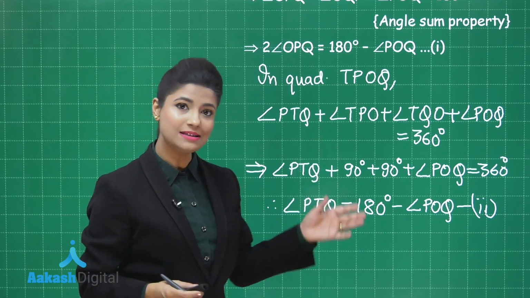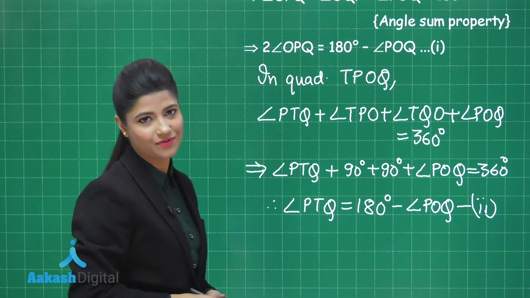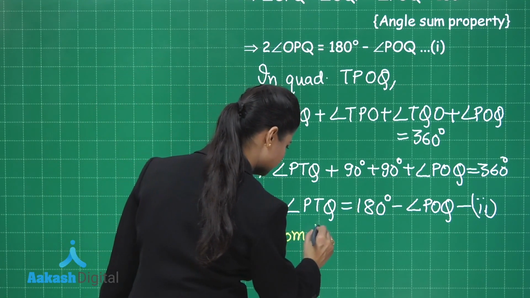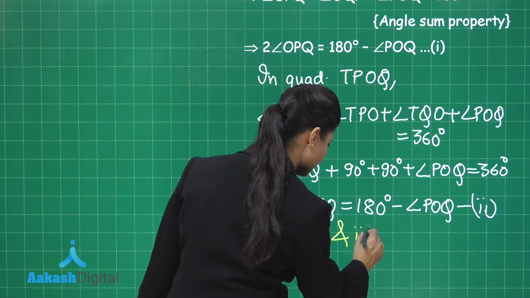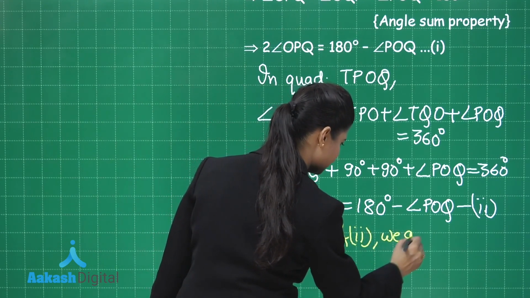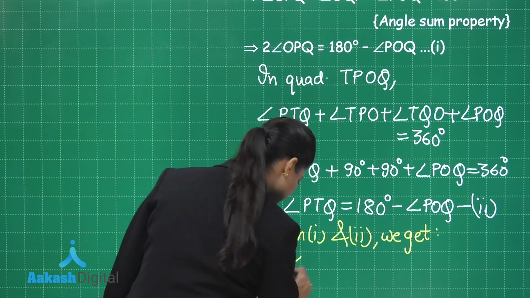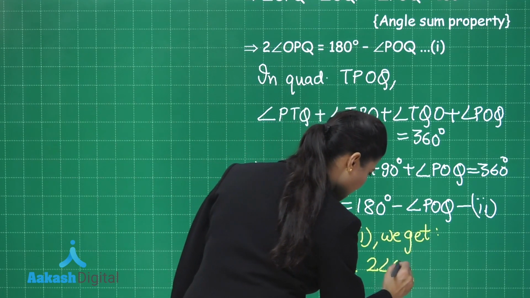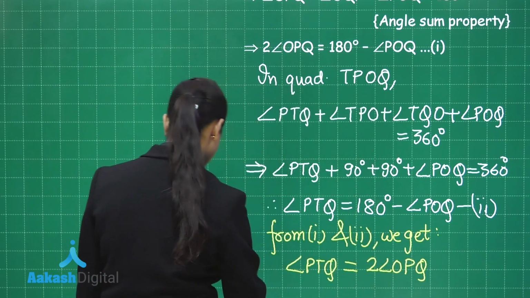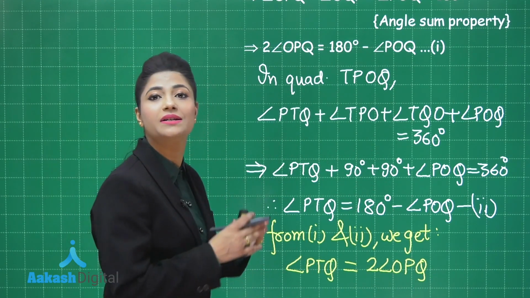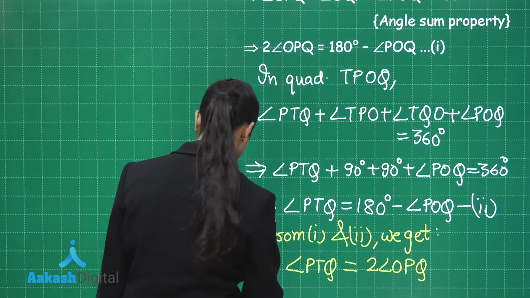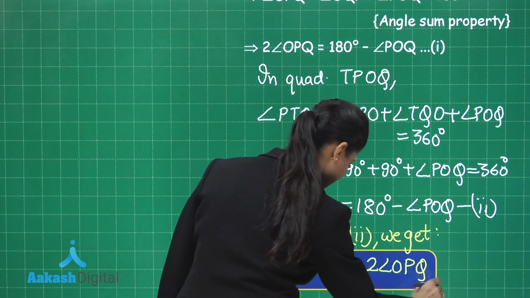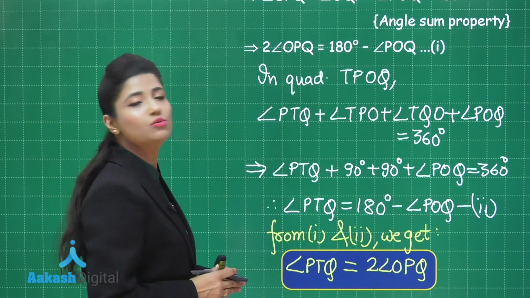So clearly their right hand sides are equal, which implies their left hand sides will be also equal. So next I could write here, from equation 1 and equation 2 we clearly get that angle PTQ is definitely equal to twice angle OPQ. So this is the required result to be proved. Hence we have proved here the required condition. So you can definitely mark here the answer for this question. We have proved this condition, and this was a 2-marker question.